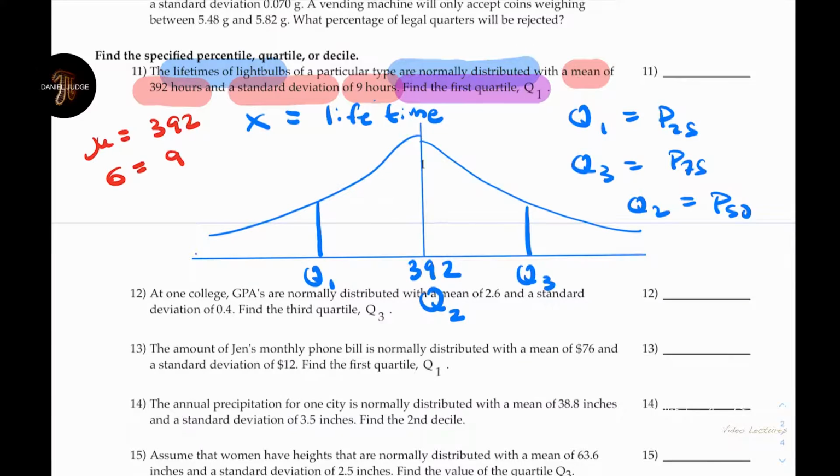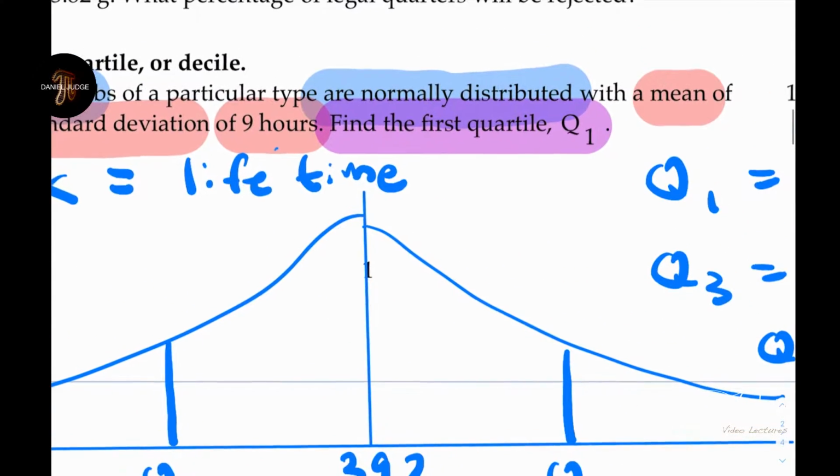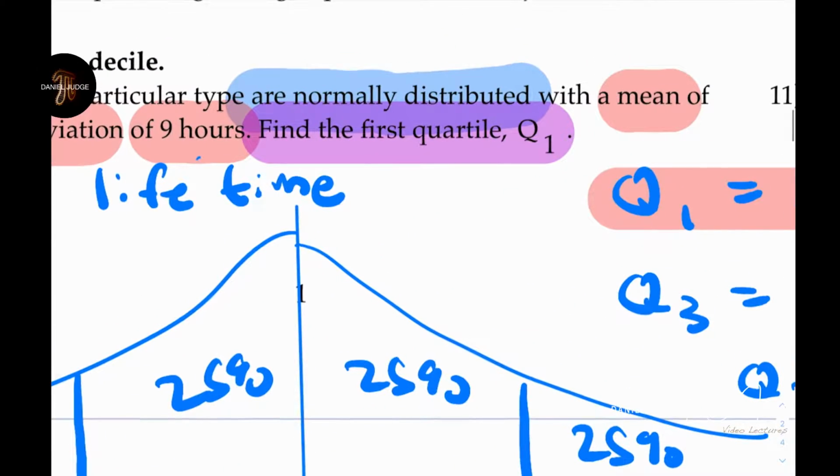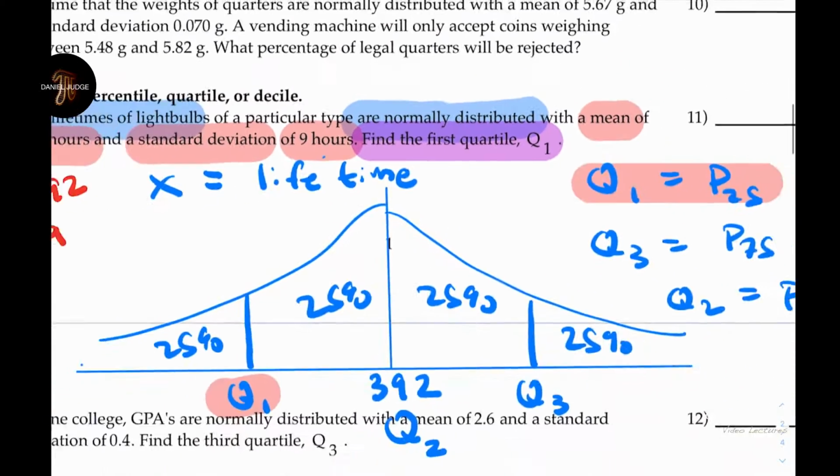Right? I want to write it down here because they're saying find the first quartile value. Now, for those of you that might have missed it, that means 25% of the bell is here. This is another 25%, 25%, 25%. Okay? So we have important information to use. They want us to find the first quartile value right here. That's the question, Q1.